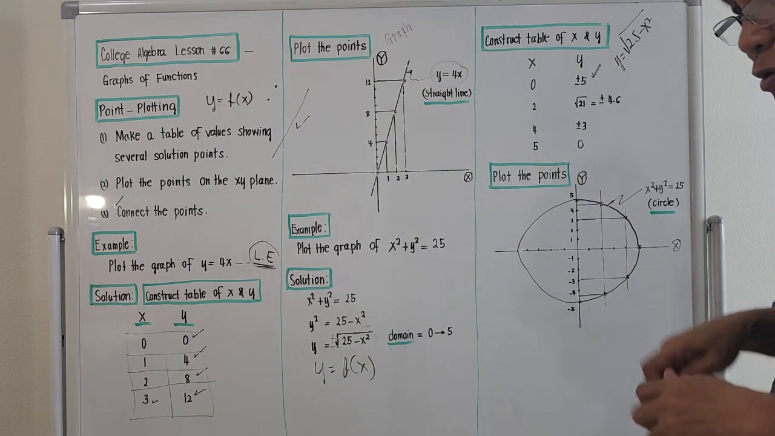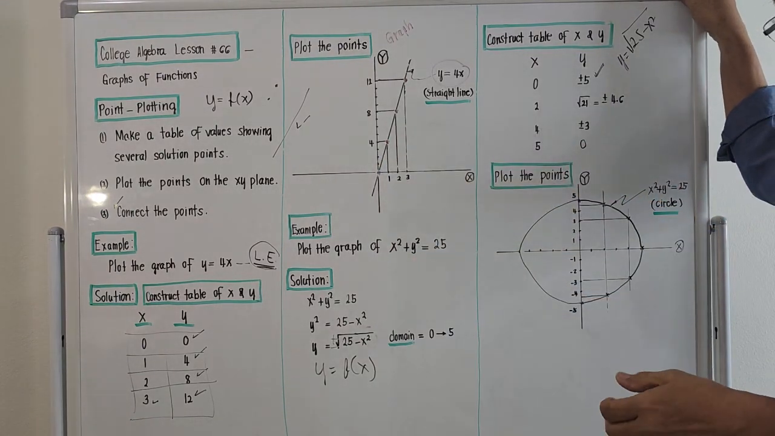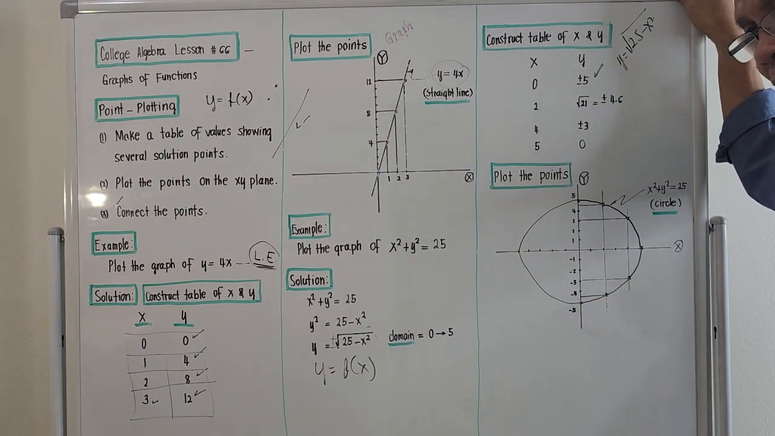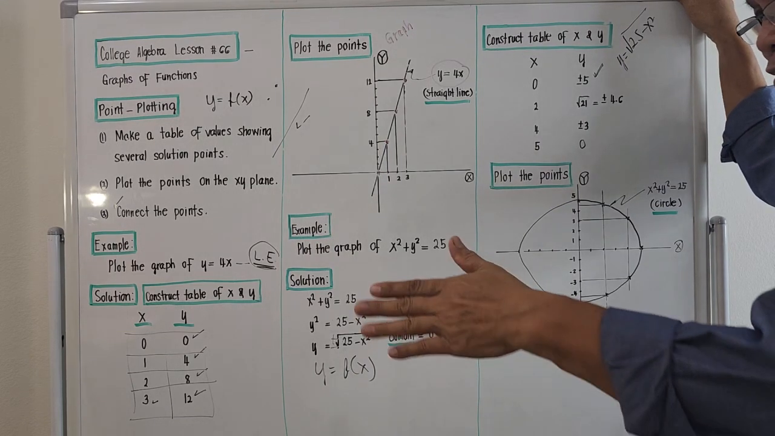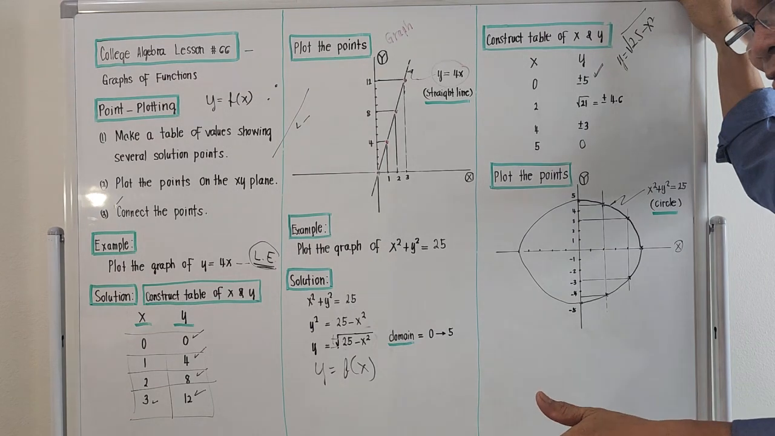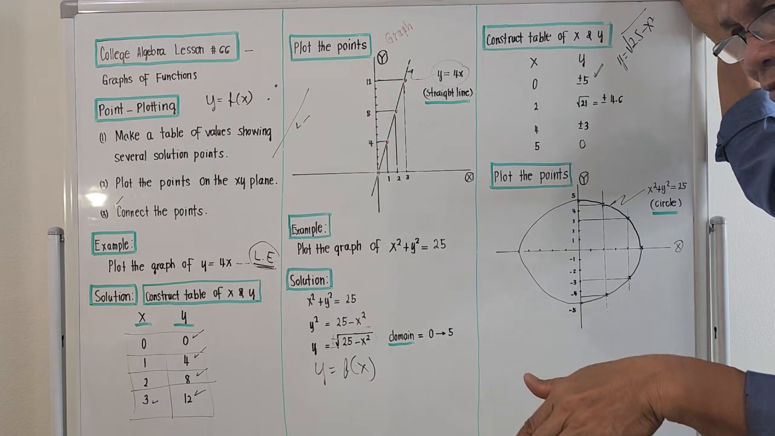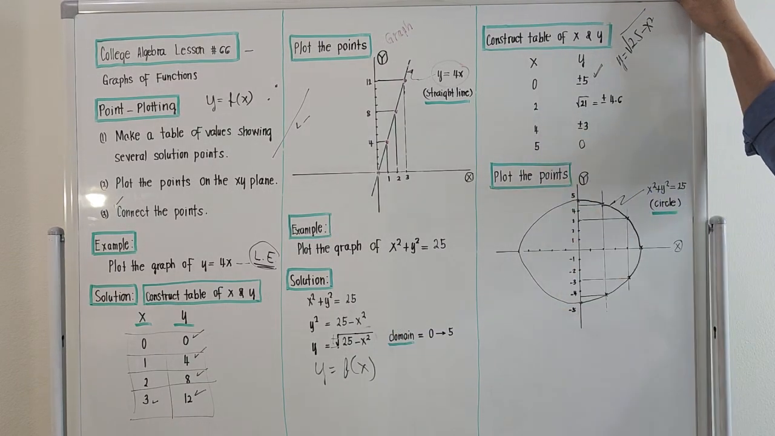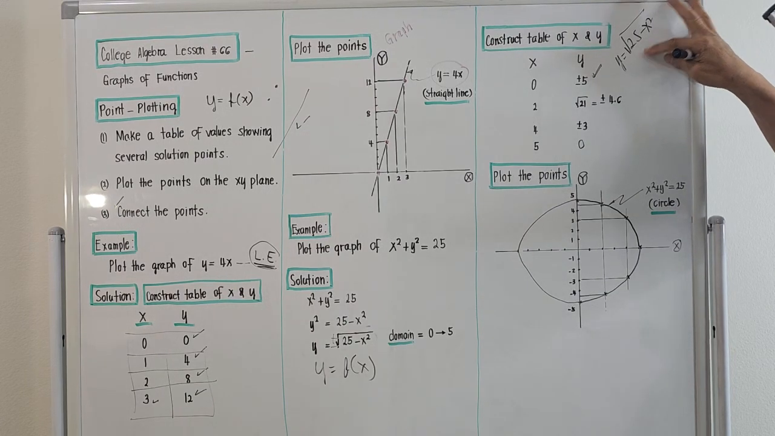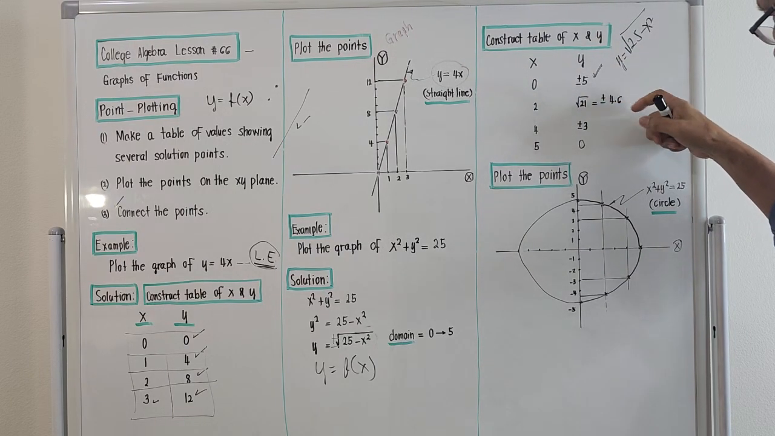So there are two values. That's why I'm telling you, if the equation is quadratic, it could either be a circle, parabola, ellipse, or hyperbola. We don't know yet, assuming we haven't gone to higher mathematics or analytic geometry. When x is 2, this will become 25 minus 4. This will become the square root of 21. Y will become plus or minus 4.6.